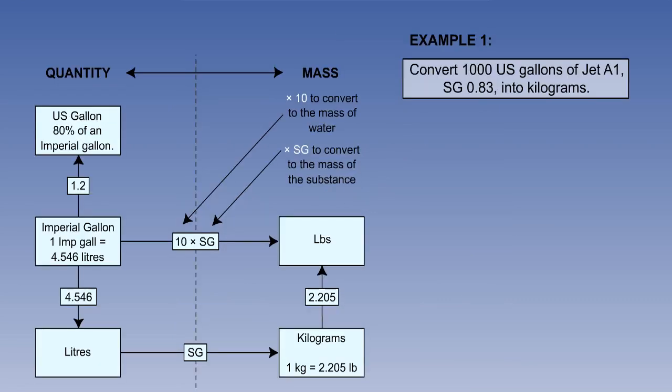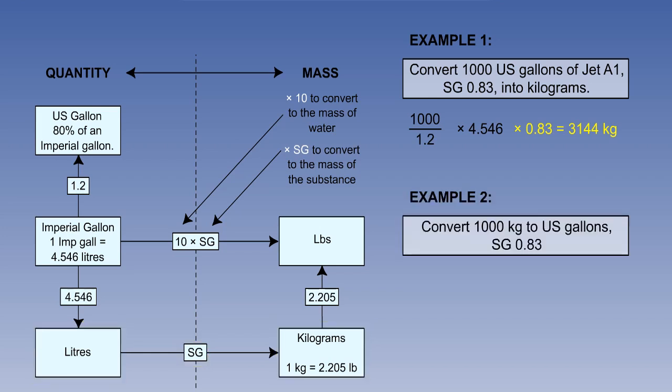We will work through two examples on screen using the chart. In example 1, convert 1,000 US gallons of Jet A1 aviation turbine fuel with a Sg of 0.83 into kilograms. To solve example 1, start by dividing 1,000 US gallons by 1.2. This becomes imperial gallons. Now multiply by 4.546 to bring it to litres. And finally, multiply by the Sg, 0.83, to reach a solution of 3,144 kilograms.